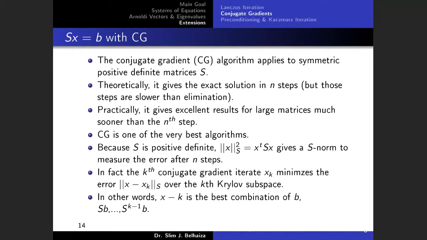So mainly the conjugate gradient, CG, for conjugate gradient algorithm applies to, in fact, what we call symmetric positive definite matrices. And remember, we said we love these matrices. Why? Who can help us? Why do we love symmetric positive definite matrices, guys? Because it's diagonal. No.